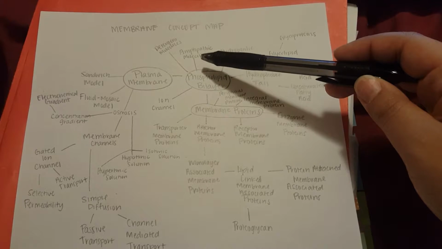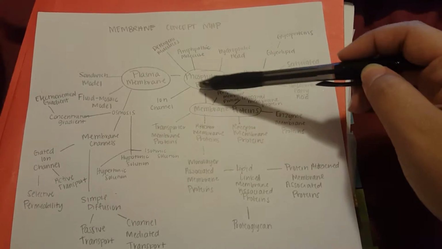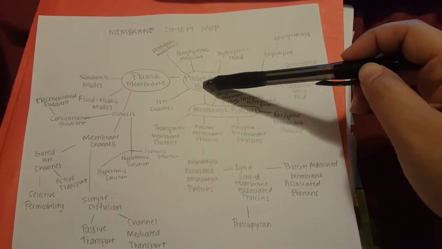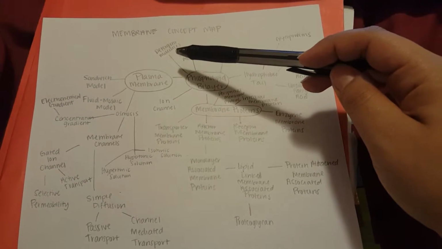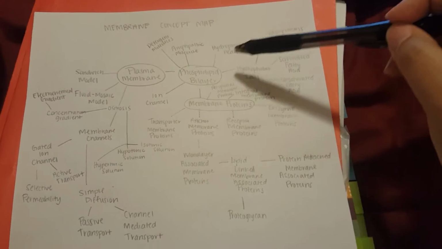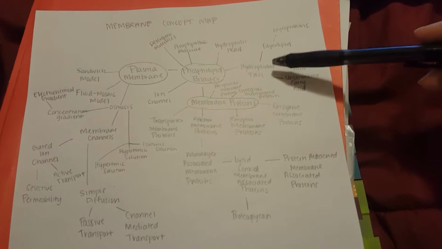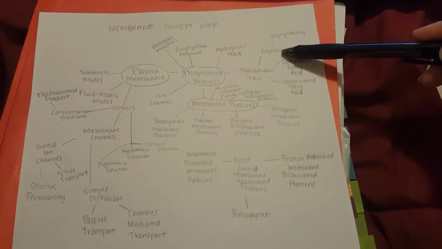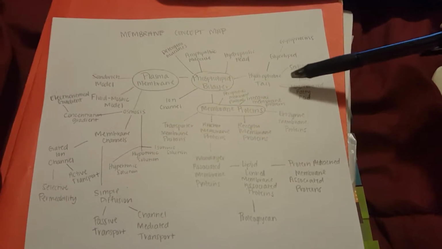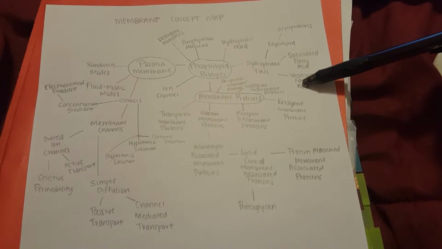It's also an amphipathic molecule, and the phospholipids in the phospholipid bilayer mimic the detergent molecules, or vice versa, because the detergent molecules have a hydrophilic head and a hydrophobic tail. From the hydrophobic tail, we get a glycolipid and glycoproteins. It can also be a saturated fatty acid or an unsaturated fatty acid.